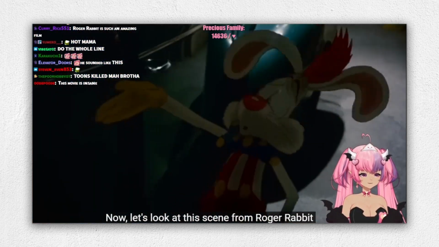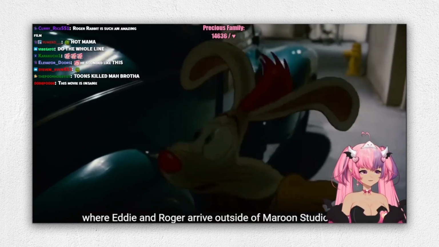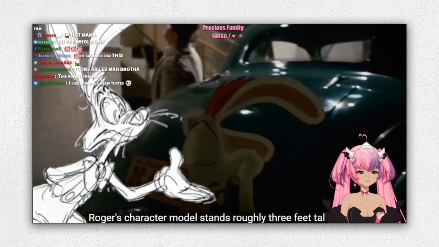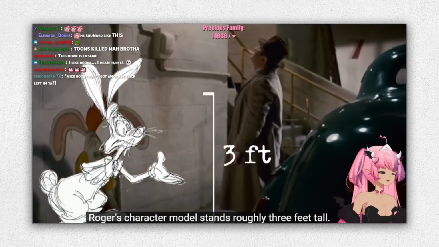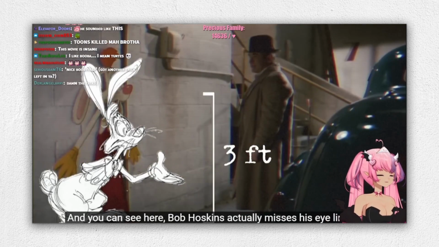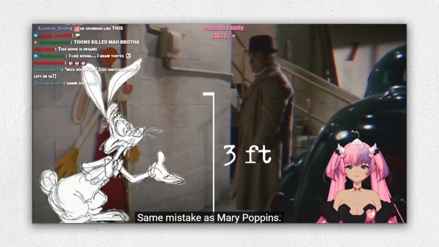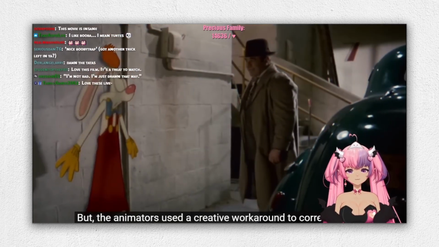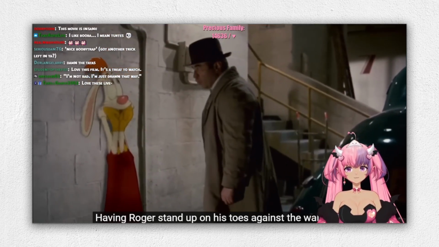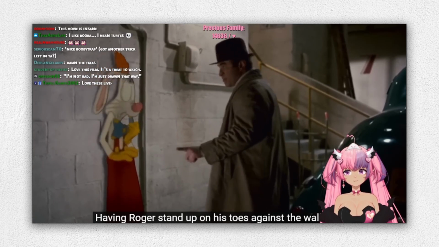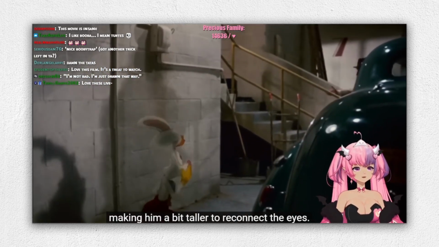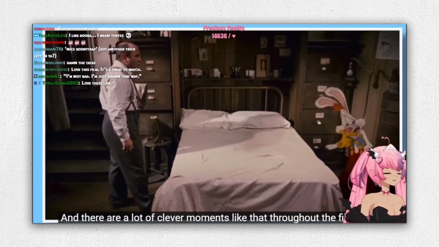Now, let's look at this scene from Roger Rabbit where Eddie and Roger arrive outside of Maroon Studios. Roger's character model stands roughly 3 feet tall, and you can see here Bob Hoskins actually misses his eyeline, same mistake as Mary Poppins, but the animators used a creative workaround to correct it, having Roger stand up on his toes against the wall, making him a bit taller to reconnect the eyes. And there are a lot of clever moments like that throughout the film.